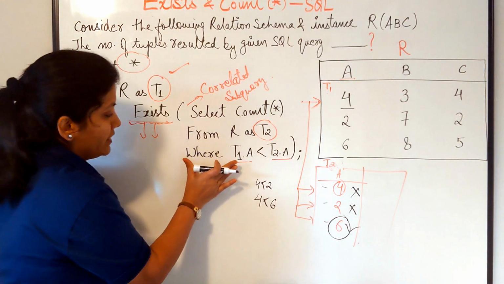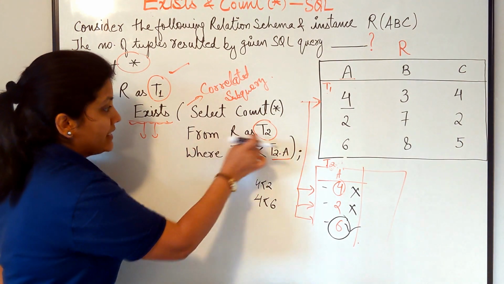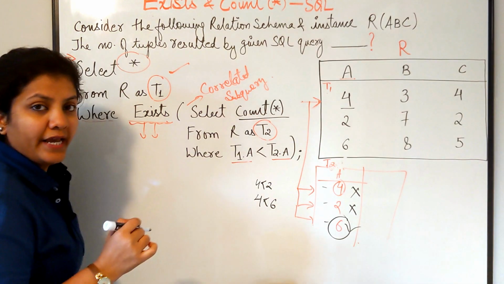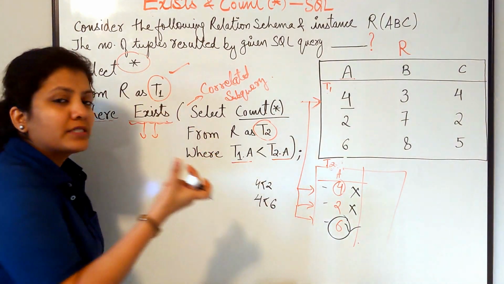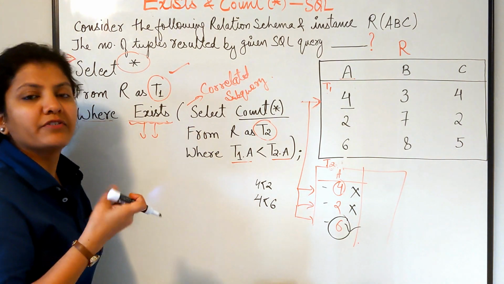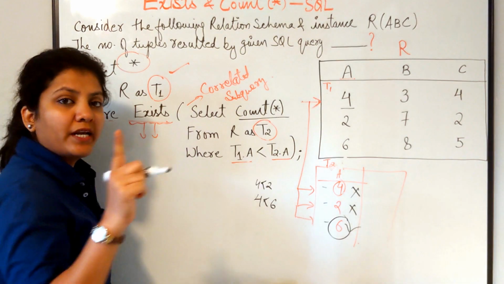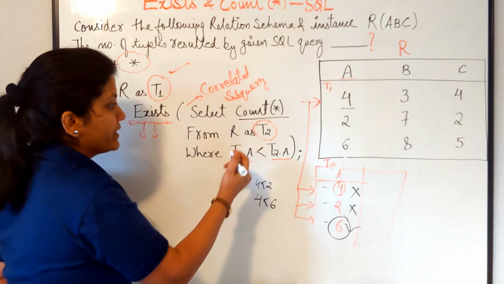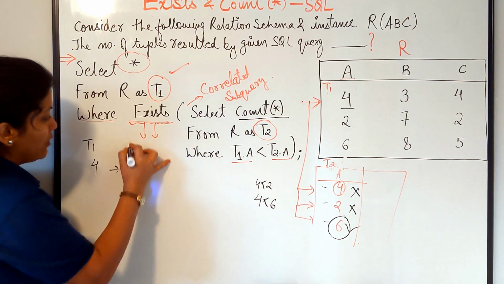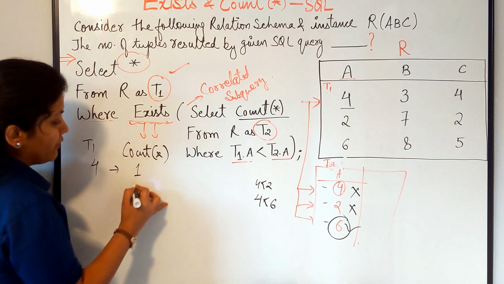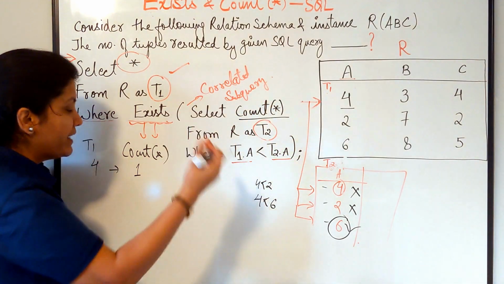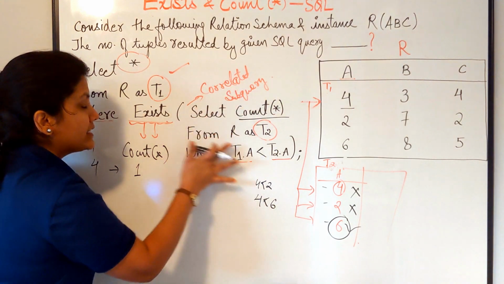If this where clause returns true, then that particular tuple will be selected in terms of count star. Count star is an aggregate function. It will simply count the number of tuples which have been selected. Only one tuple has been selected, so what is this count star going to return? It is going to return 1. For the 4 from T1, the count star is returning 1.